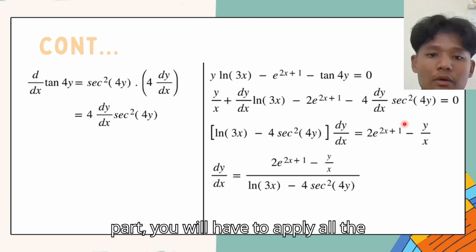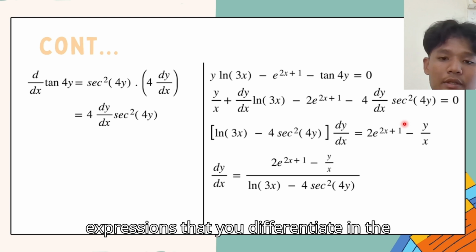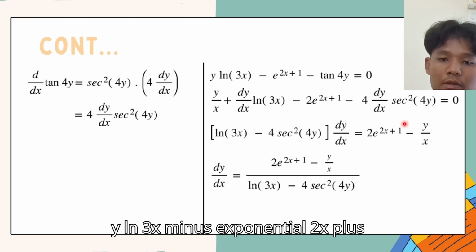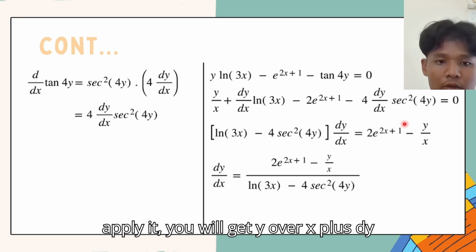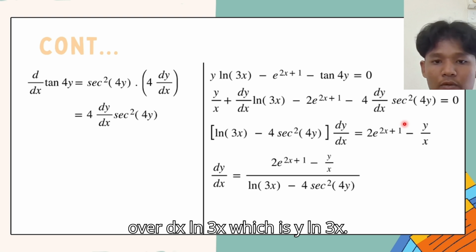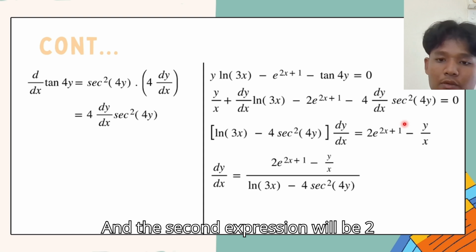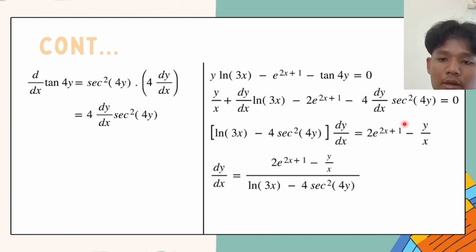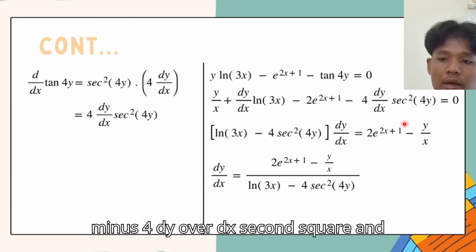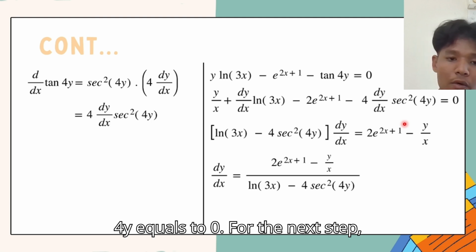For the last part, you will have to apply all the expressions that you differentiate in the y ln 3x minus exponential 2x plus 1 minus tangent 4y equals to 0. If you apply it, you will get y over x plus dy over dx ln 3x, which is y ln 3x. And the second expression will be 2 exponential the power of 2x plus 1 minus 4 dy over dx secant squared 4y equals to 0.